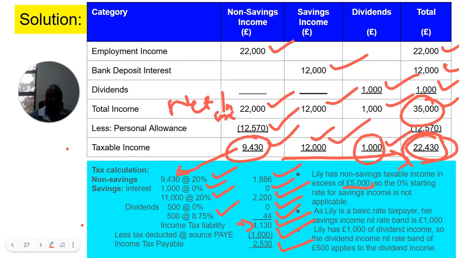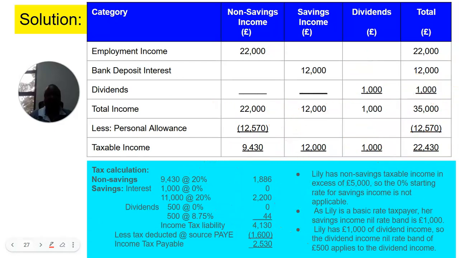Are we together, ladies and gentlemen? Good. So that's how the dynamics of taxation are at play.